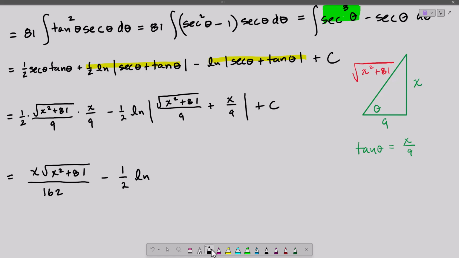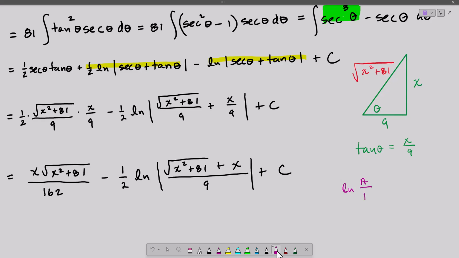And now they are going to do something clever in many of the books that you look at. And here's what the clever step is. They're first going to combine these two fractions into one fraction. And then they are going to use a log property. Namely, we know that the natural log of a over b is the natural log of a minus the natural log of b.